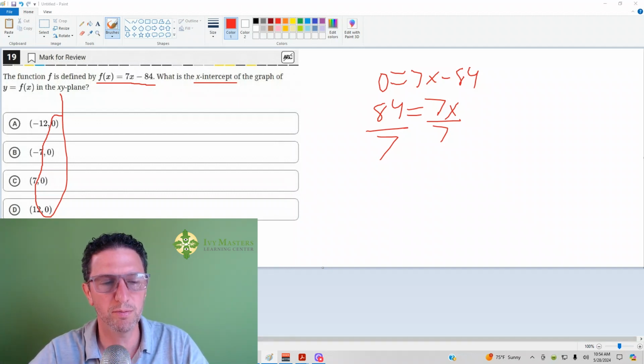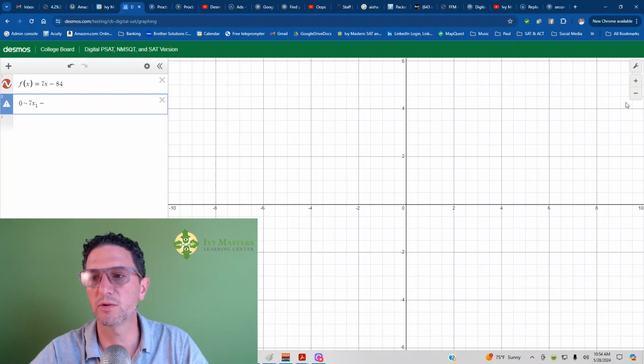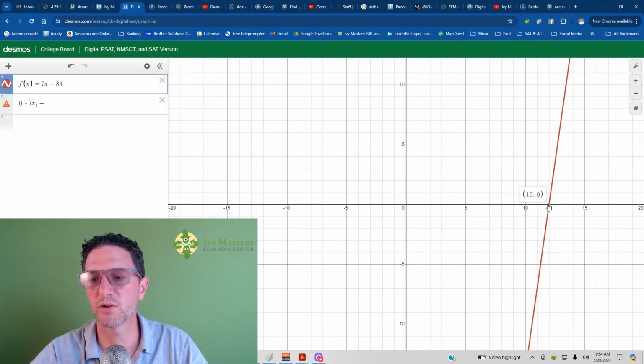Alternately, you could plug it into Desmos. So there, you don't see it. If you zoom out, boom. There's your x-intercept, it's 12, 0.